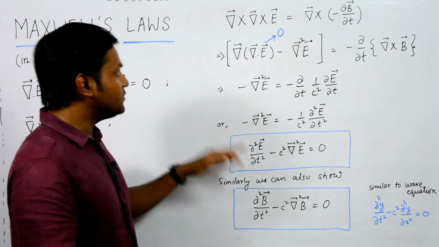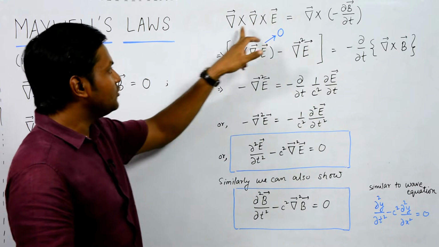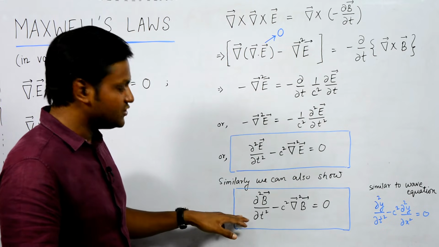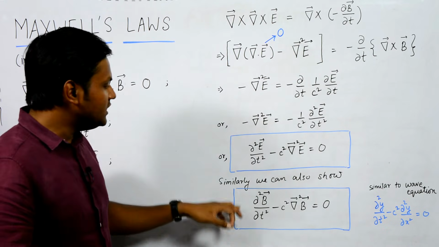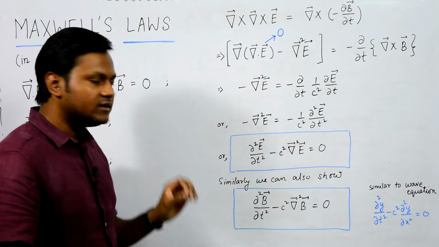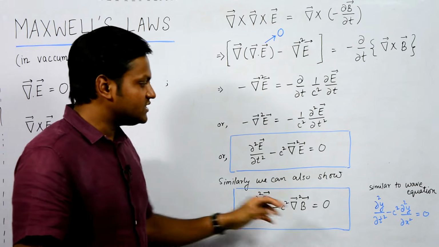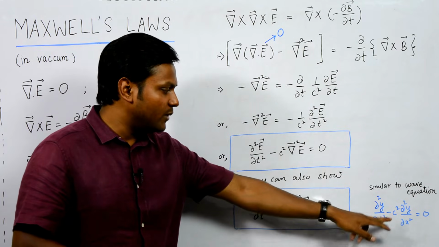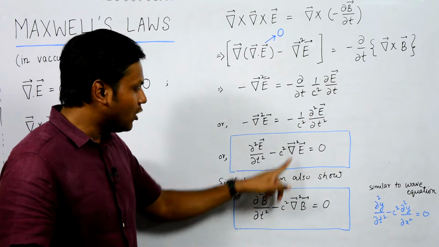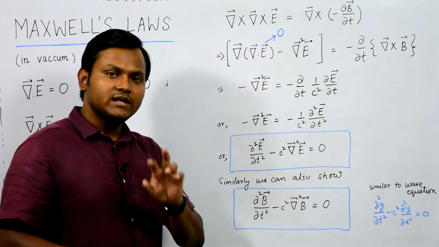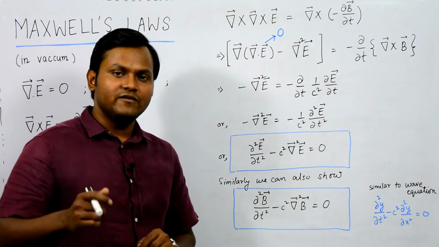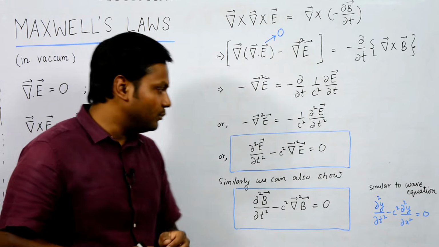Similarly, I can also substitute the values of B here, so del cross B, and I can make similar substitutions and come up with this equation that I've written here. Now, what is the meaning of these two equations? These equations are nothing but the wave equation, which is similar to del square y by del t square minus c square del square y by del x square is equal to 0, because the del operator here simply signifies that it is in three-dimensional space. It is the second order space derivative having both x, y and z components.